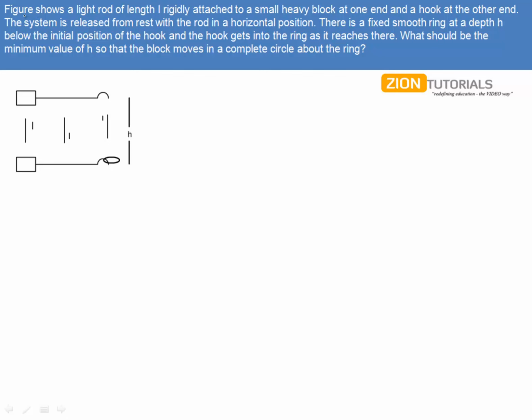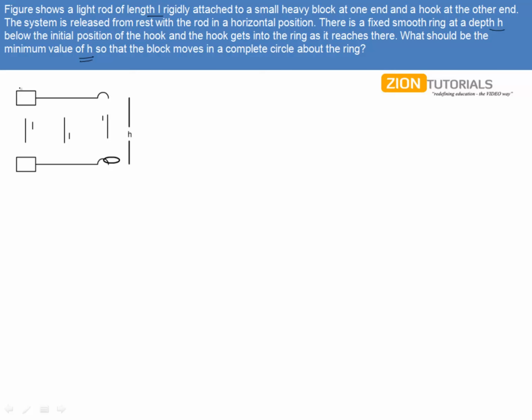As the question says, the figure shows a light rod of length L rigidly attached to a small heavy block at one end and a hook at the other end. The system is released from rest with the rod in a horizontal position. There is a fixed smooth ring at a depth h below the initial position of the hook, and the hook gets into the ring as it reaches there. What should be the minimum value of h so that the block moves in a complete circle about the ring?